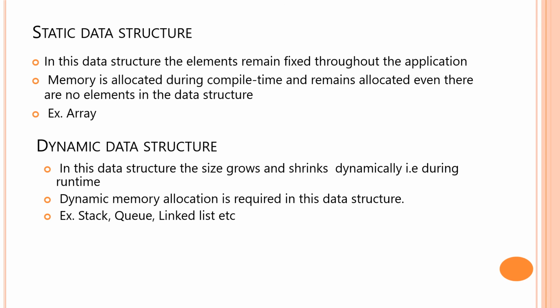Dynamic data structure. In a dynamic data structure, the size of the data structure grows and shrinks dynamically, that is, during runtime. In most real-time applications, we cannot predict the number of elements in advance. Many applications require elements to be added and deleted. In such cases, the data structure size grows as elements are added and shrinks as elements are removed. That's why dynamic memory allocation is required in this case. For example, stack, queue, and linked list are examples of dynamic data structures.